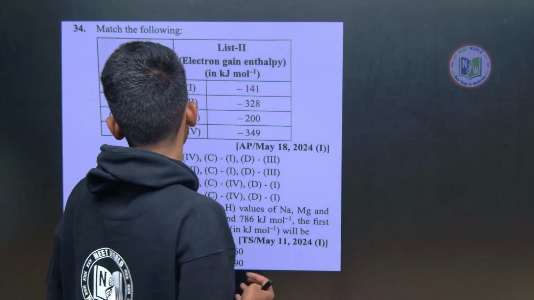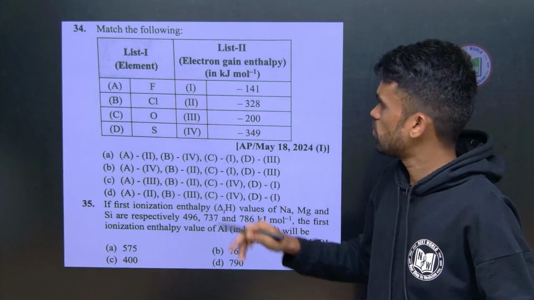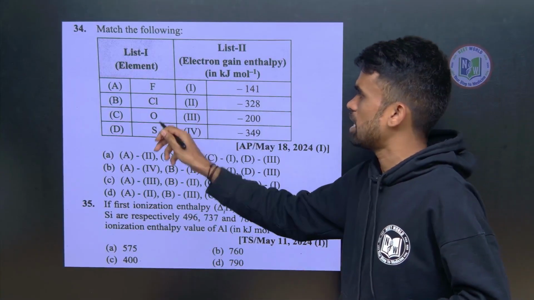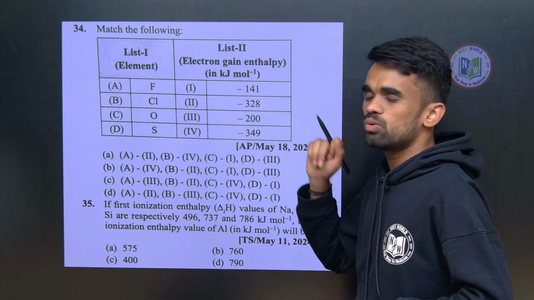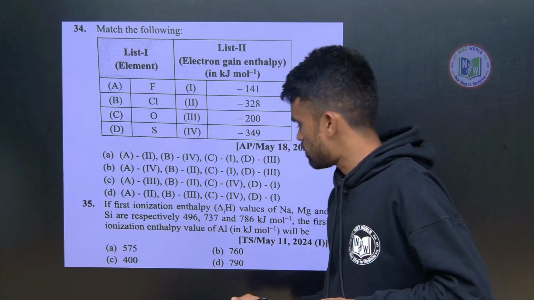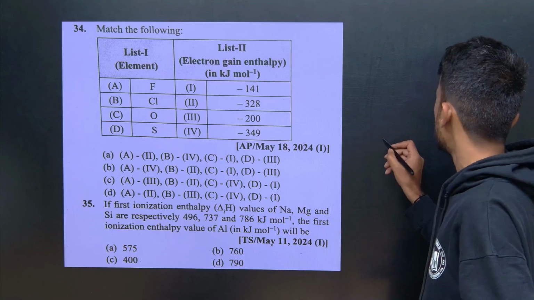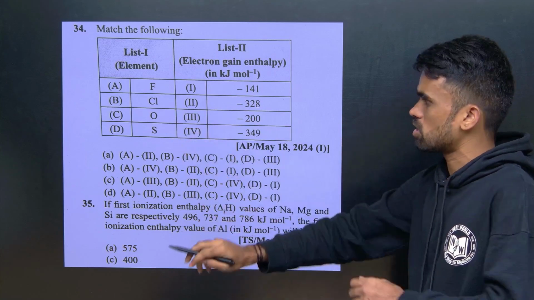The first question here given is match the following. List 1 and list 2 are given, so we need to match accordingly. These are the electron gain enthalpies of these elements. Now which element corresponds to which value? Tell me which one has more electron gain enthalpy, more tendency to gain the electron, in the halogen family. So we have fluorine, chlorine, bromine, oxygen, like that.